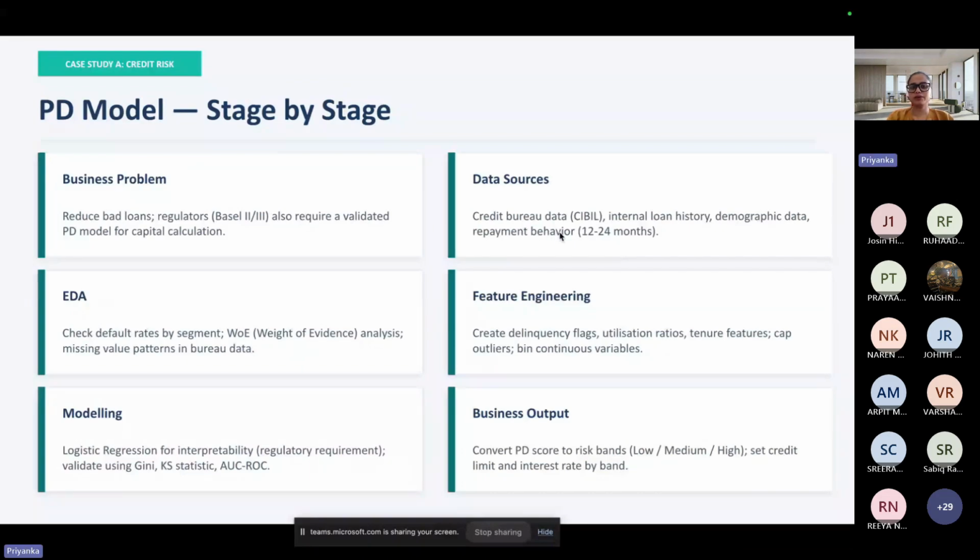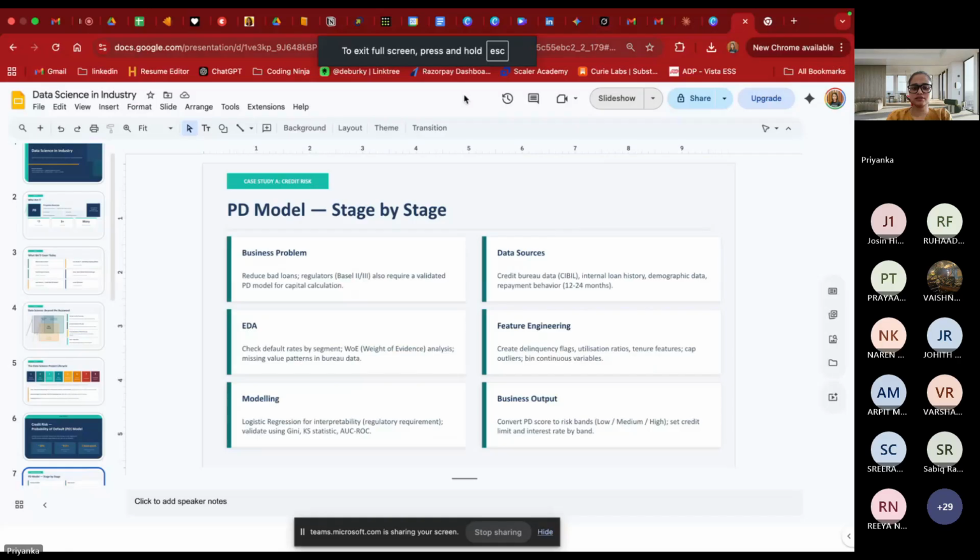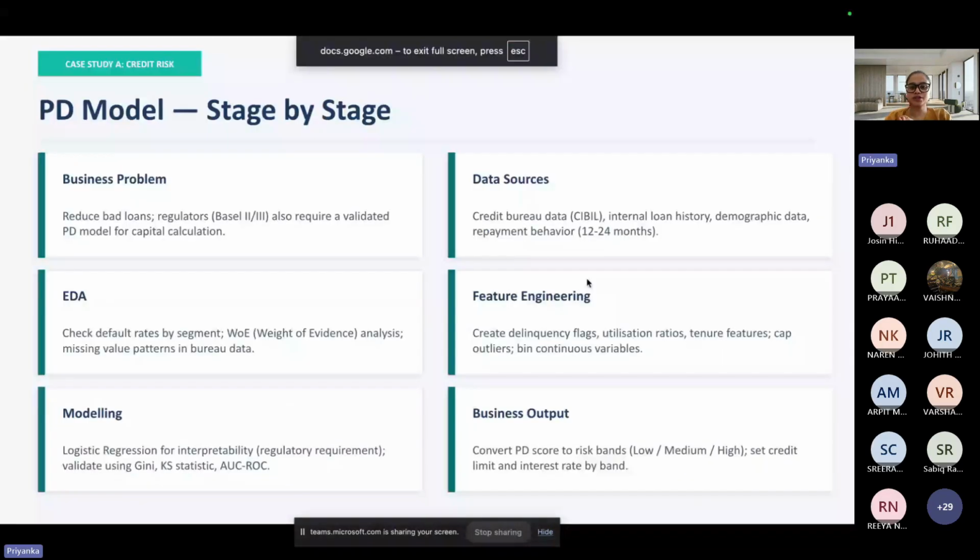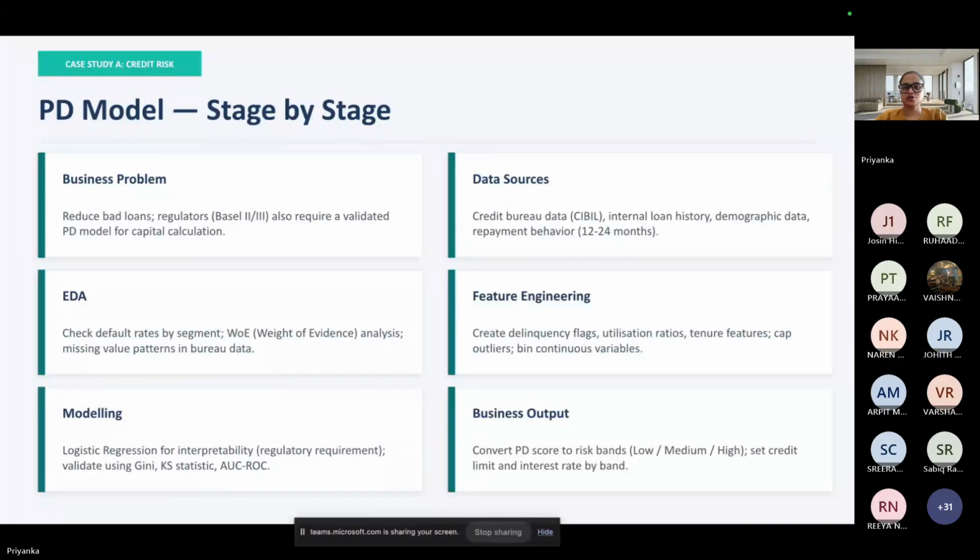So imagine I'm ICICI Bank. Yeah. So imagine I'm CIBIL, or I'm a credit bureau. There are three, four credit bureaus as such: CIBIL, Experian, Equifax, and CRIF. So these are the four credit bureaus who have data of each and every individual of India and the US largely.